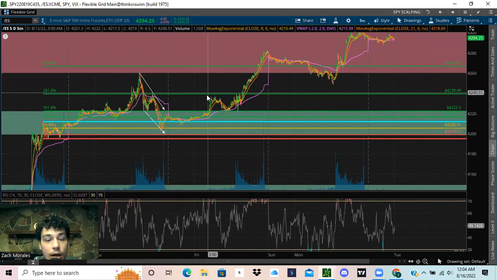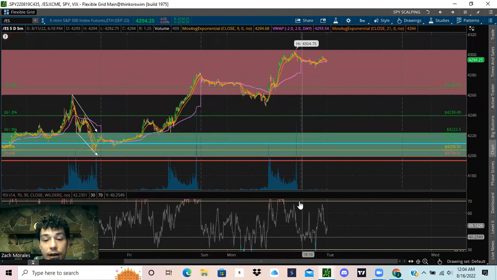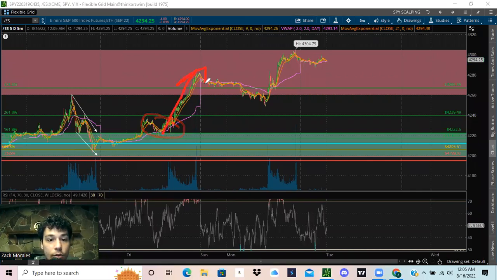Okay. That's what these lines are right here. We're able to break past those. And yesterday, the market rallied. So we had a very, very strong rally, right? We opened up right around here and pushed higher through the rest of the day.